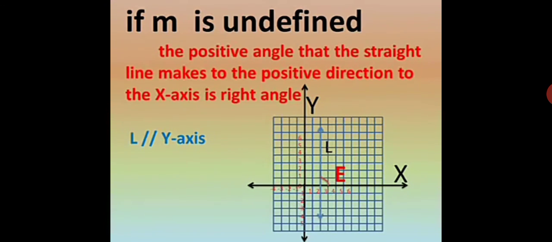Now m is undefined. Here the straight line makes a right angle with the positive direction of the x-axis. Here L is parallel to the y-axis as in the opposite figure. This means that it makes a right angle with the positive direction of the x-axis. And when we say that the slope m equals y2 minus y1 over x2 minus x1, undefined means that the denominator equals 0.